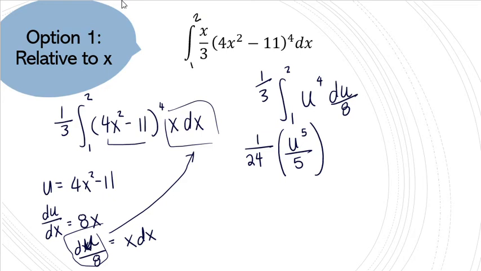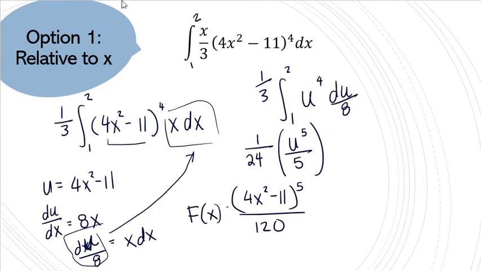So now I'm going to change everything back. I get (4x² - 11) to the power of 5 over 120. And that's my antiderivative, capital F of x. So what do I owe it to myself to do? I need to find the antiderivative at 2. Substitute 2 in for that x. Do your math. I don't need to show you this. And you're going to get 26.